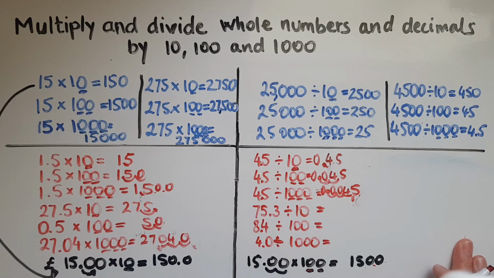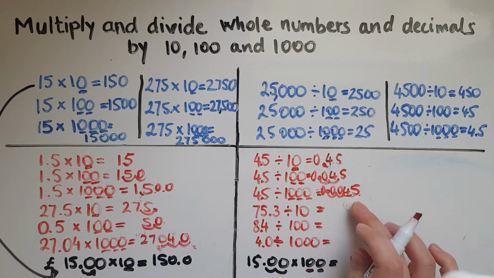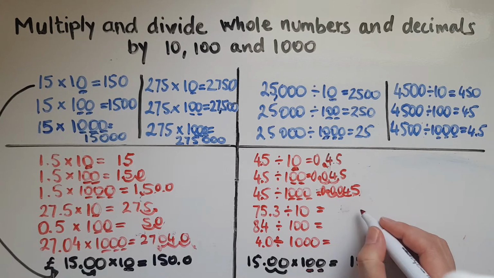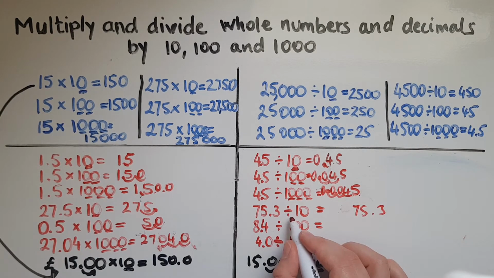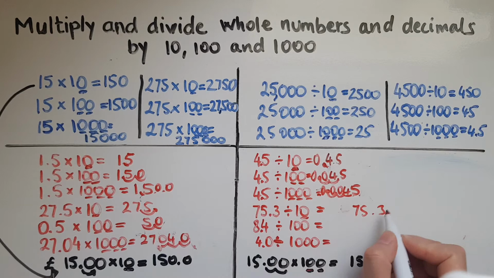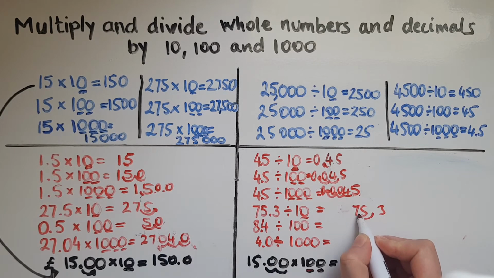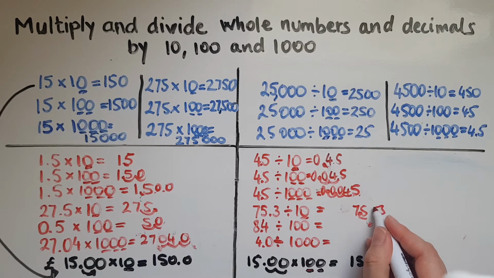And 75.3 divided by 10. So 75.3 divided means we move to the left, and by 10 means we move 1 place. So I'm going to go 1 place. There we go. So the answer now is 7.53.